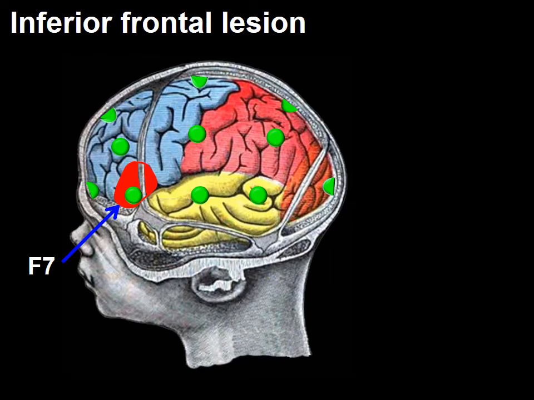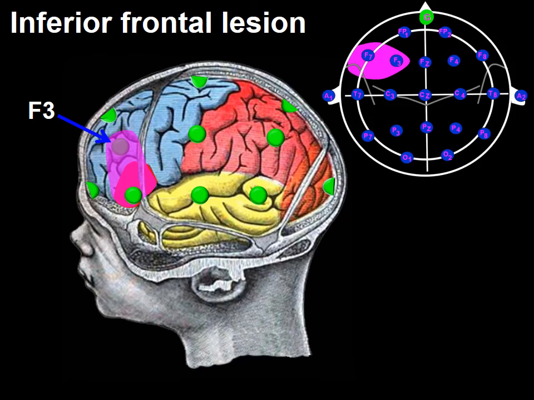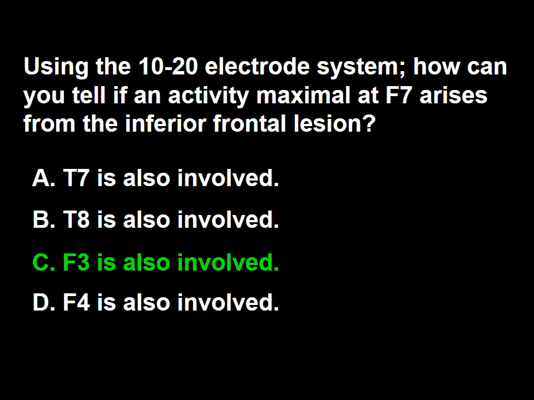The lesion represented in red is located at the inferior frontal lobe. An abnormal activity arising from such a location has maximal EEG representation at the level of F7, but the field would extend to F3. You can see this distribution again displayed in the electrode diagram that we have used so often. So the answer to this question is C.